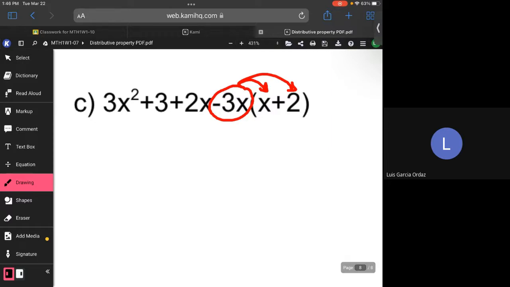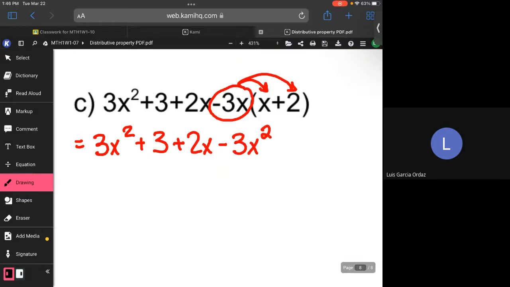So we have 3x squared plus 3 plus 2x. When I distribute my negative 3x into the bracket, what do I get? Some of you got it. What is it? John? Negative 3x squared. And what's negative 3x times positive 2? Negative 6x.